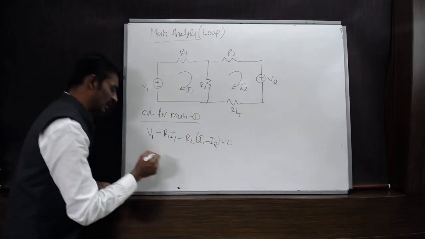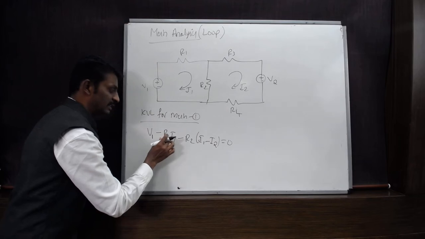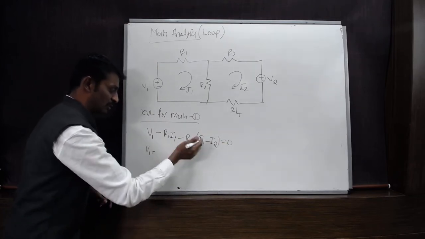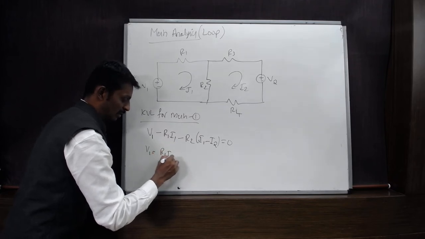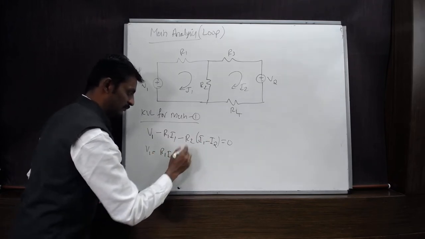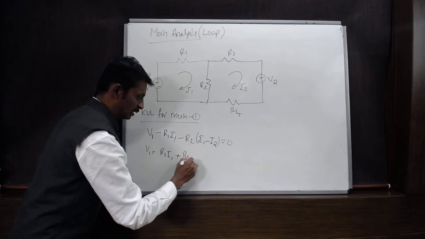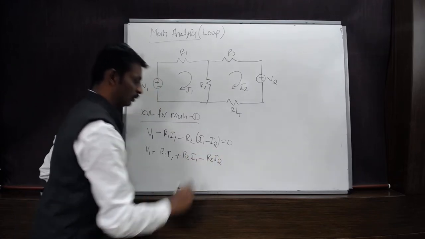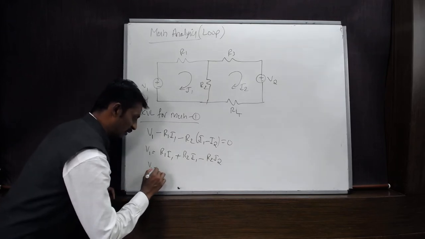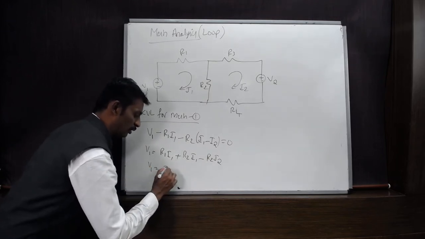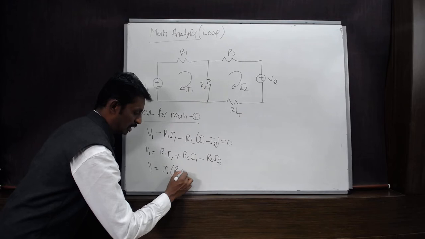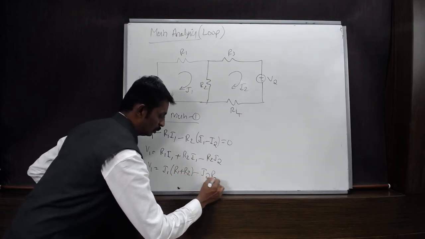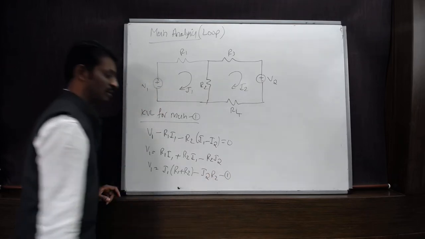Now segregate the I1 terms. Here, send this resistance to the RHS, so this will become plus R1 into I1, and here it will become plus R2 into I1 minus R2 into I2. Let us simplify this one. Take I1 common. So I1 times R1 plus R2 minus I2 into R2. Call this equation number 1 here.